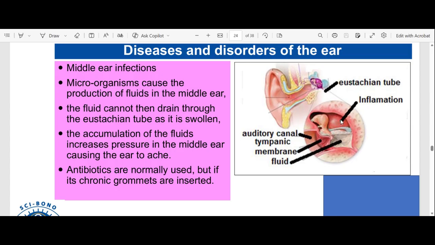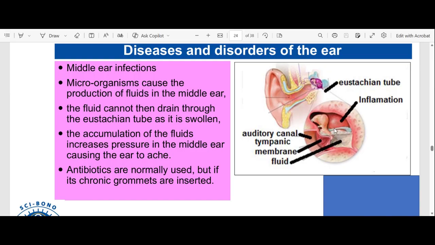So it means that those fluids cannot move out of the middle ear to your throat to be ejected out, right? So what happens? This causes an infection, right? It causes an accumulation of fluid in your middle ear. Remember, you're not supposed to have fluid in your middle ear because it will impede the movement of your ossicles. So it means that the ossicles will no longer be able to move freely, right?